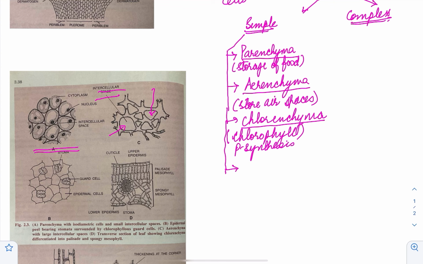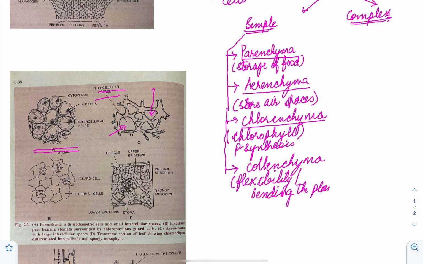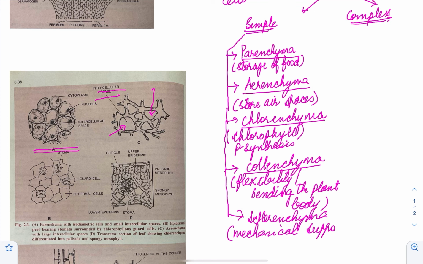The next category is collenchyma. Here the tissue is going to help in flexibility of the plant. That means it is going to allow the plant to bend. So bending the plant body. Right? So that's the job of collenchyma. And the last one is sclerenchyma. As the name might suggest, this is going to provide mechanical support for the plant to stand all day, right? So it is going to give strength to the plant to stand.